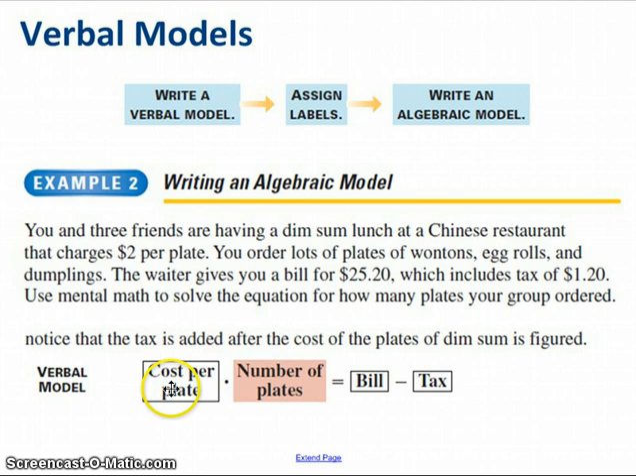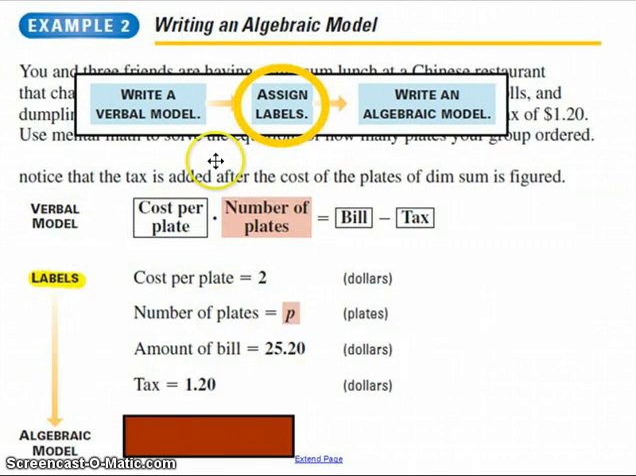And again, the way you figure out your food cost is simply, it's always the same price per plate, $2 per plate, times the number of plates. Well, I'm kind of giving it away here because they go on from here and they go from the verbal model, which is this thing, to assigning the labels. And I just want to show you what the textbook means when it says assigning labels. This is where they're assigning the labels before they write the algebraic model.